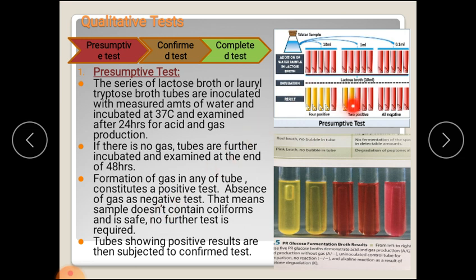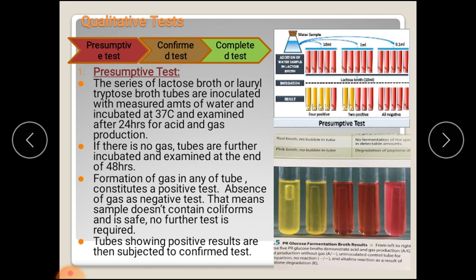And if the tube shows changes, meaning gas production and acid production, then the color change may be due to gram negative bacteria, or some other bacteria producing acid or gas, or both gram positive and gram negative bacteria by their synergistic action can produce acid and gas. To prove that this gas or acid production is really due to coliform, we have to perform the next test called the confirmed test. Means the result obtained in the presumptive test, we have to confirm whether it is due to coliform or not.